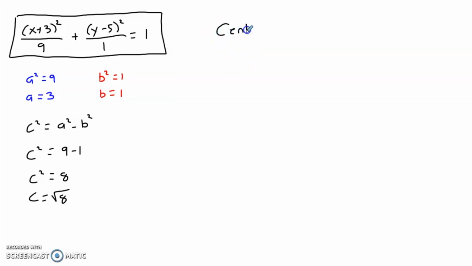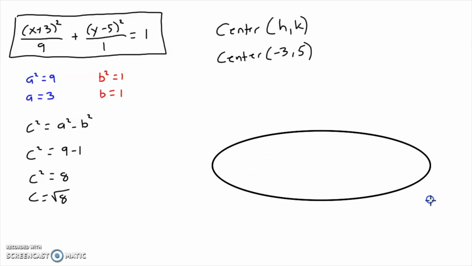The only thing left to do is figure out the center. Remember, it's h comma k, where this is x minus h, and this is y minus k. So in this case, the center of our ellipse would be negative 3 comma 5. And now we're ready to go ahead and sketch our ellipse. Since a squared is under the x squared term, that tells us the ellipse is going to open up left and right. The center of this ellipse is going to be negative 3 comma 5. To find the two vertices, we simply go left and right by 3, the value of a, giving us 0 comma 5 and negative 6 comma 5.